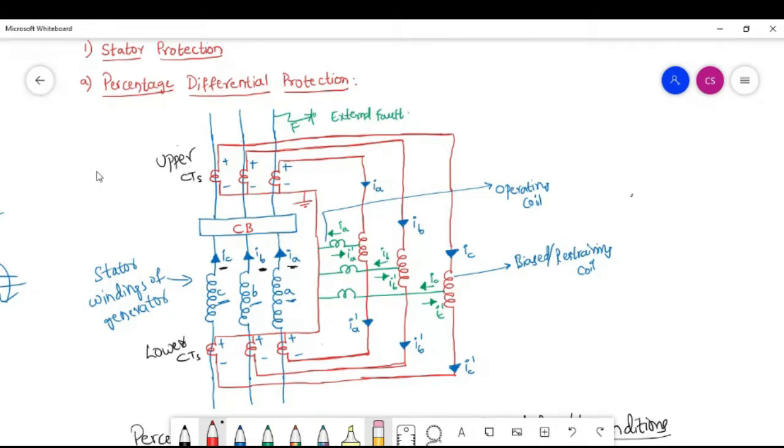So nothing but the combination. That means if a relay wants to operate, what happens? The relay usually contains an operating coil and a restraining coil. If the current is flowing through the restraining coil as well as in the operating coil, then only the relay is going to operate. If the current is not flowing in any one of these two coils, then the relay is not going to operate. We already know this concept of operation. So that means the relay contacts will close, or the trip circuit will close, if the current is flowing through the operating coil as well as through the restraining coil.